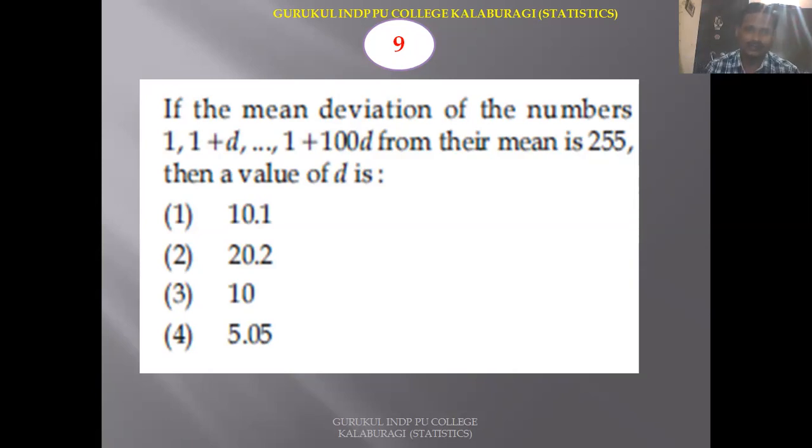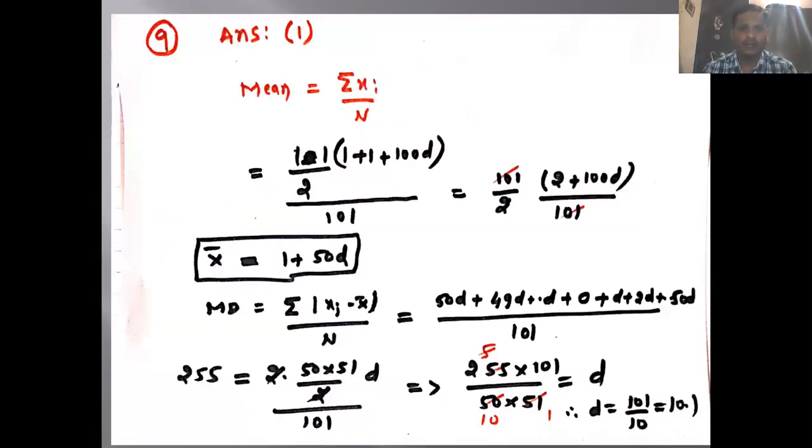So calculate Sn by using the Sn formula. Sn equals n divided by 2 into a plus l. What is n here? That is 101 divided by 2. What is a here? 1. What is l? The last term is 1 plus 100d. And divided by n, the number of elements, which is 101, because we are calculating the mean. Summation of xi is the sum of all the data, divided by n, the number of data, that is 101. Now simplify this, 101 will get cancelled. So 1 plus 1 is 2, plus 100d, divided by 2.